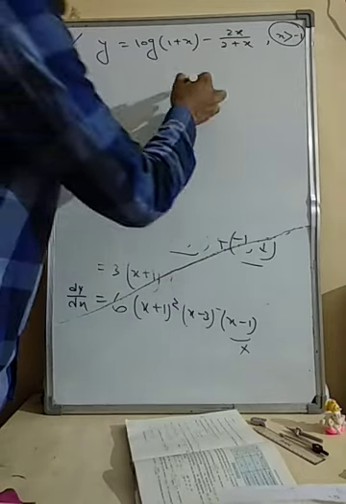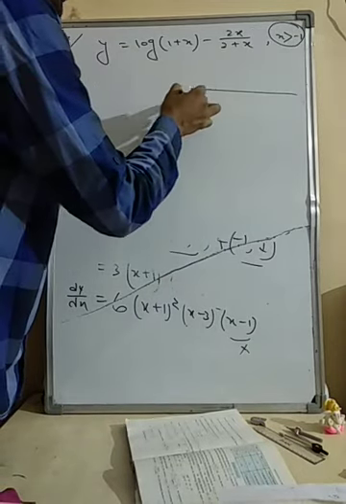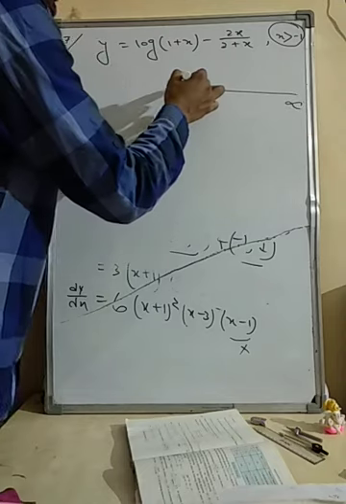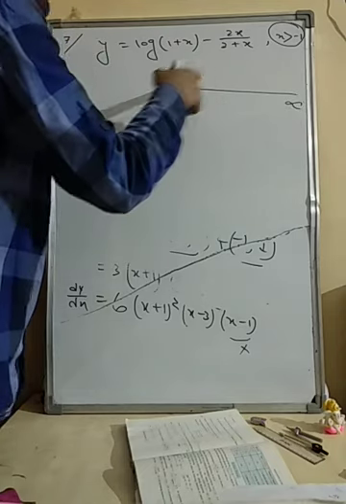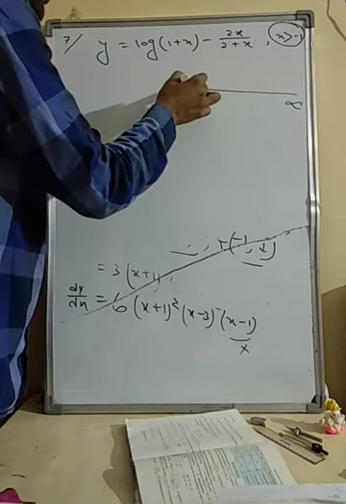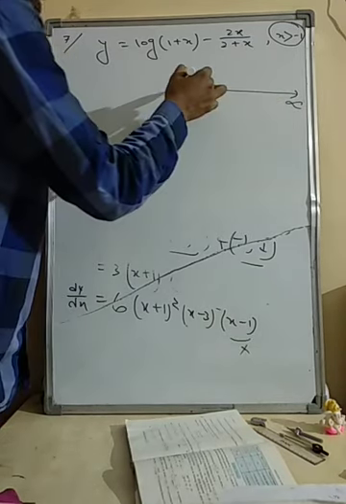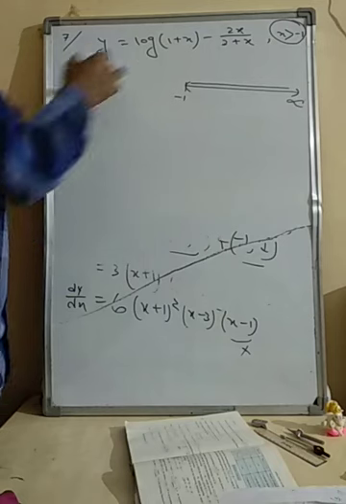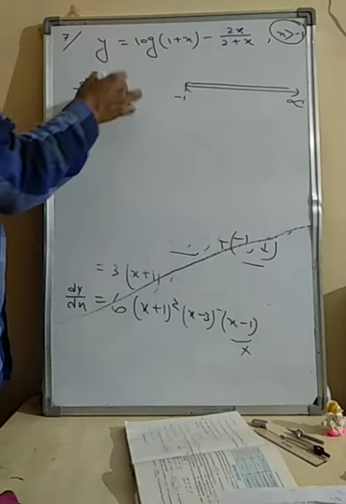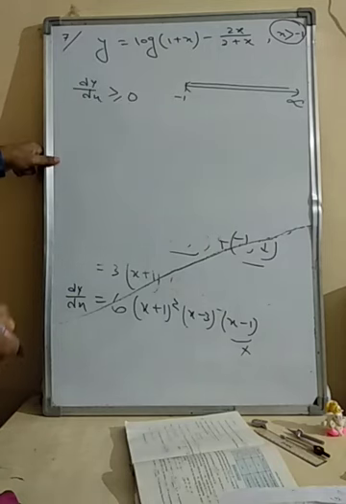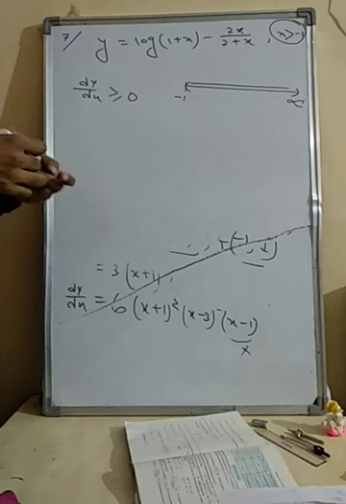So x greater than minus 1 means my interval will be minus 1 to plus infinity, an open interval, where minus 1 is not included, going up to infinity. In this interval I have to show dy/dx is greater than or equal to 0. It is saying only increasing, so therefore the equal sign will also be there.